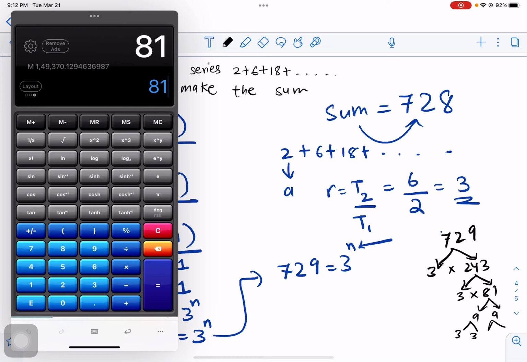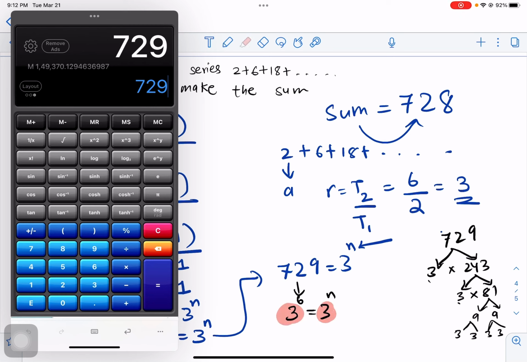9 can be broken down into 3 times 3, so which means basically 729 is given by 3 raised to 1 2 3 4 5 6, 3 raised to 6. Just to double check, 3 raised to 6 is equal to 729. Yes, so now I can compare: this side base 3, the other side base 3, which means the exponent has to be the same. Hence you got the value of n which is equal to 6.